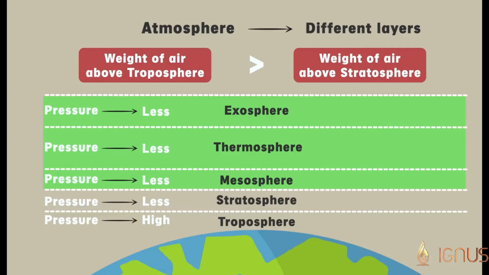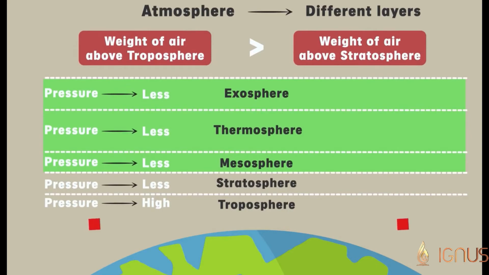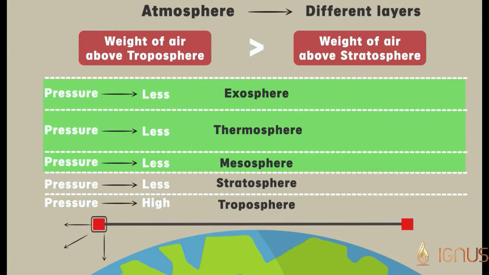And finally, just like the pressure in liquids, the air pressure at a particular height above the Earth's surface is the same in all directions. That is, if I take these 2 points at the same distance above the Earth's surface, then the air at this point will exert equal pressure in all directions, just like the air at this point.